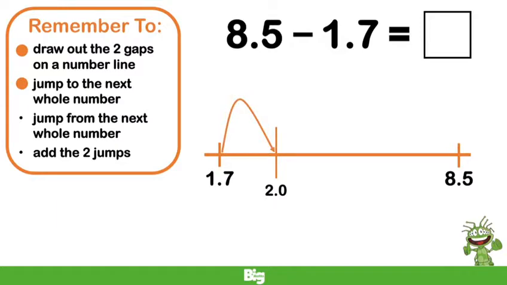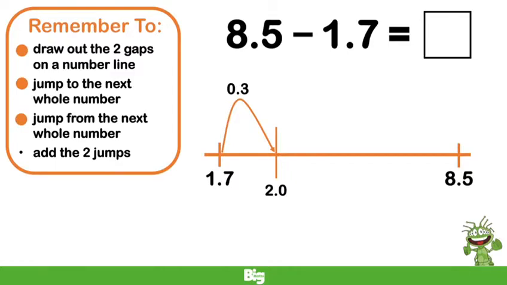So you're jumping from 1.7 to 2, which is a difference of 0.3. This should be really quick and simple because you can use your number ones to 10 to help you. So how do we get from 7 to 10? It's 3. That's our jump. Once you've done that, you can then jump to the next whole number.